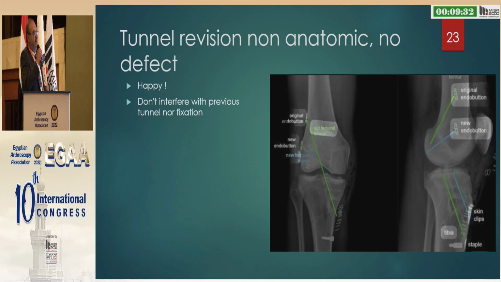So during revision at the femoral site, we encountered cases of non-anatomic with no defect. We are happy because we don't interfere with the previous ACL tunnel. We do another tunnel, leaving all implants in place unless it's infected or loose, and we don't interfere with the previous tunnel nor fixation. We do our anatomic tunnel, and we are happy revising these cases.